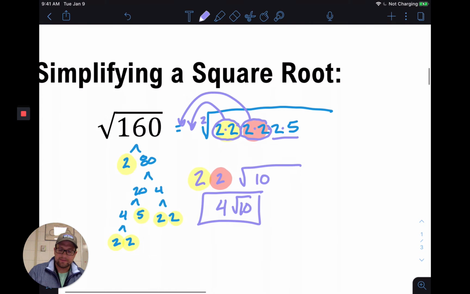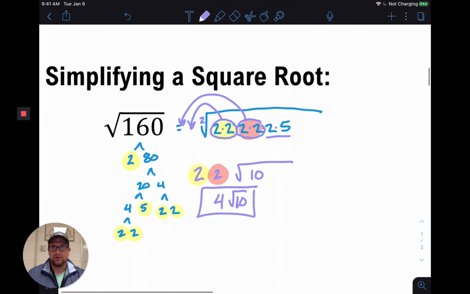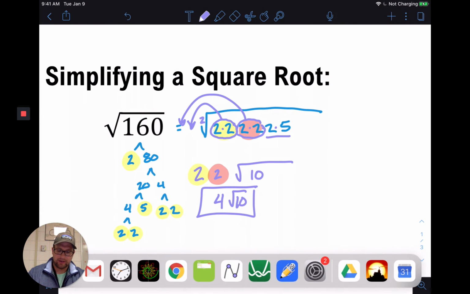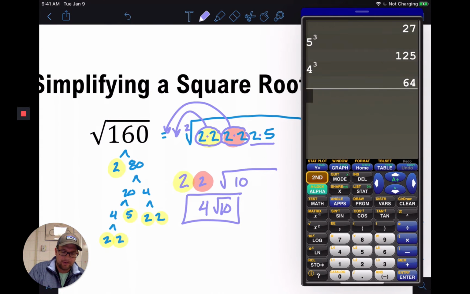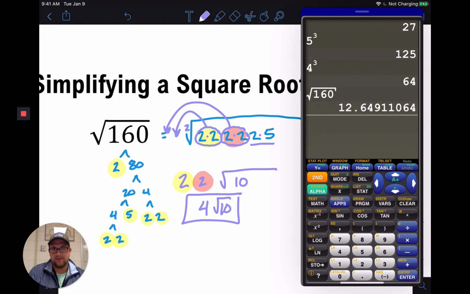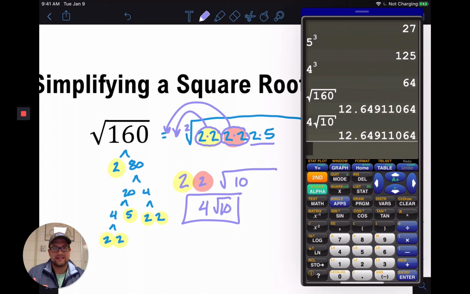Now, this is really just a good exercise here, but there is a really easy way to check this too. If you go back to your calculator and type in the square root of 160 and get the decimal approximation of it, you should get the same answer if you go back and type in our simplified form. We still get that exact same decimal. We haven't changed it, we just made it look different, and in turn it's going to be easier for us to end up working with.